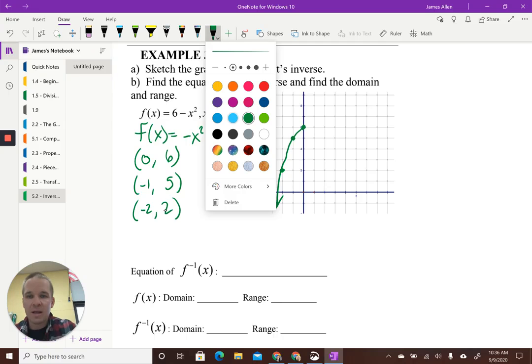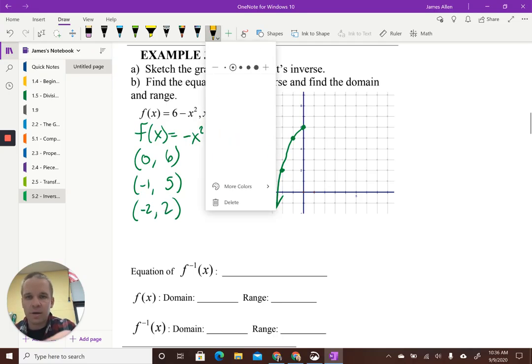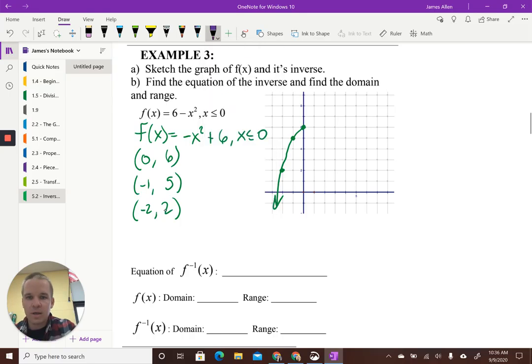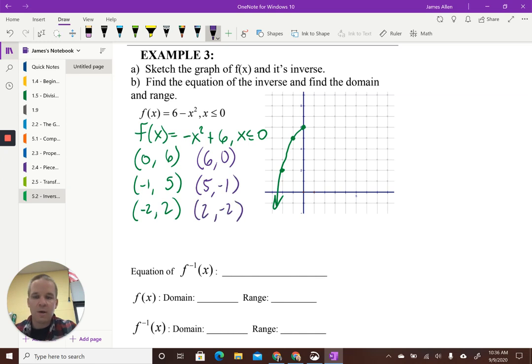when I graph that, I'm going to switch all my ordered pairs. I'm going to go with another color. Let's go with purple this time. So it would be 6, 0, 5, -1, and 2, -2. And when I plot those, it's right here, 5, -1, and then 2, -2. Yay, we had enough room.